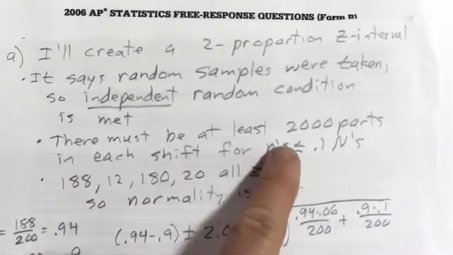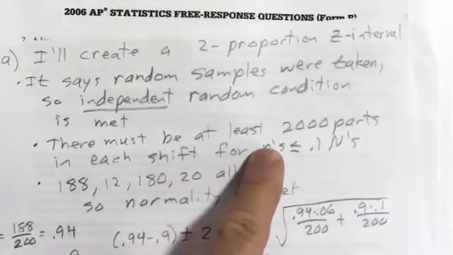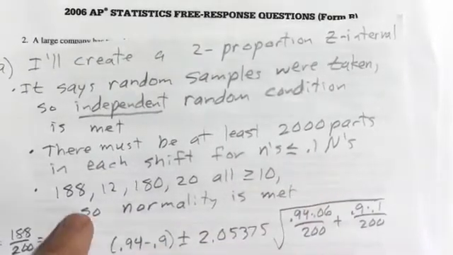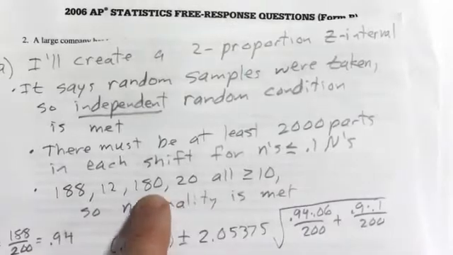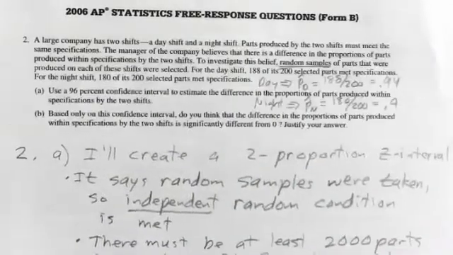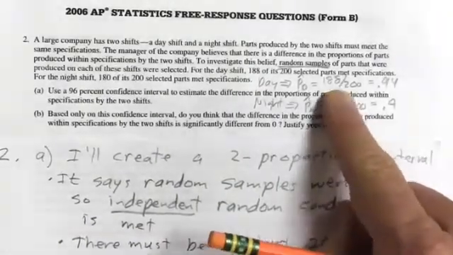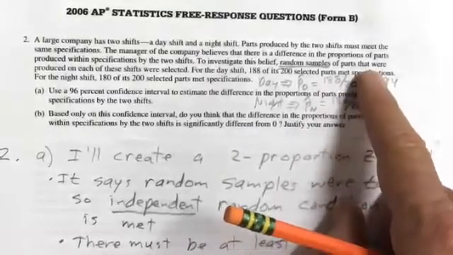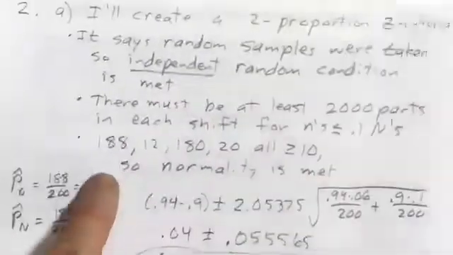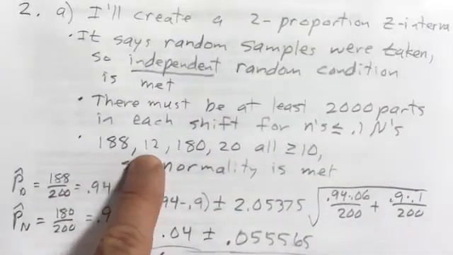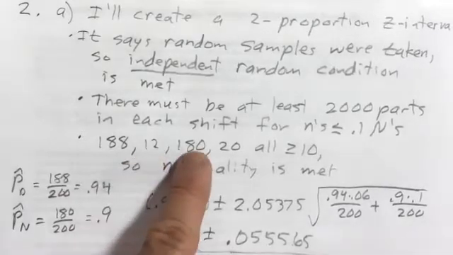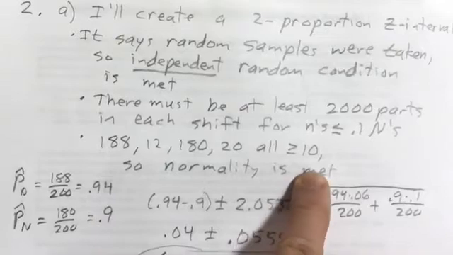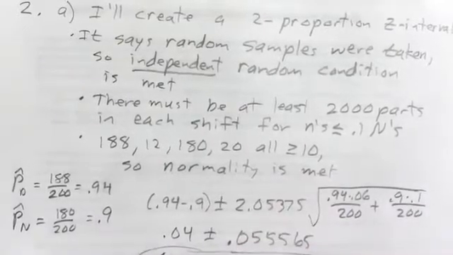There must be at least 2,000 parts in each shift for our sample sizes to be less than 10% of our population sizes. And n times p and n times 1 minus p for both samples have to be greater than 10. Now, n times p is just going to be 188 over 200 times 200. So it's n times p is just your number of successes, so to speak. N times 1 minus p is your number of failures for your first sample and for the second sample. They're all greater than 10, so normality is met. In other words, this sampling distribution of all possible differences is approximately normal.